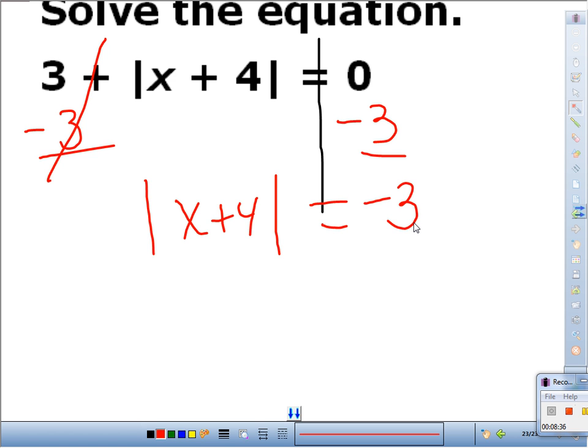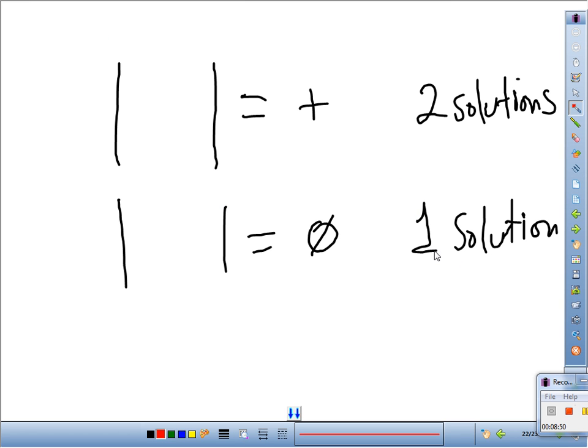Stop right there. And let's look at this one. Isn't this a different type of absolute value? So let's see. Let me go back to what we just covered. Look up, please. We started with absolute values equal to a positive number, and that gave us how many solutions? 2. And then we have absolute values equal to 0, which is 1 solution. Okay?